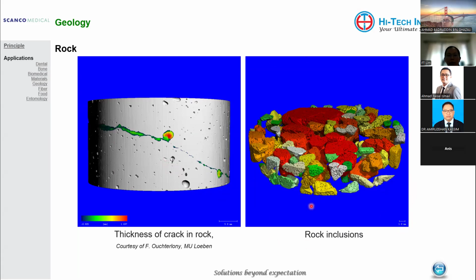And we can also study the rock inclusions. So for the oil and gas industry, normally they utilize a huge setup whereby they can bring a portable CT scan to the location of interest. So they can utilize the intelligence from the CT scan, and they look at the inclusions in the rock itself, whether there are suspicious inclusions within that giant rock or area.